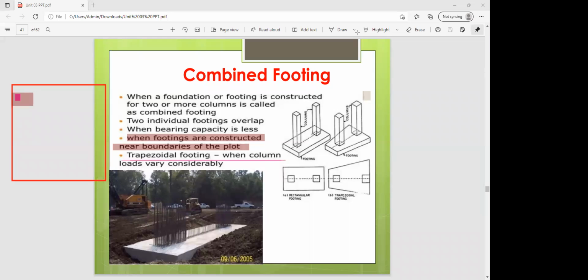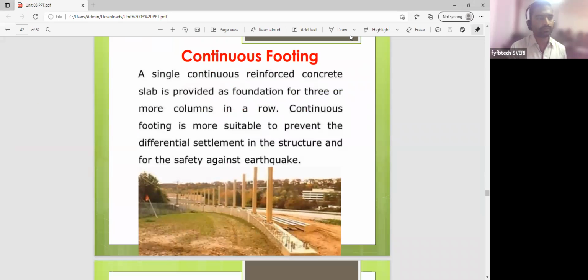Next one, continuous footing. A single continuous concrete slab, a single continuous RCC slab, is provided as foundation for three or more columns in a row.